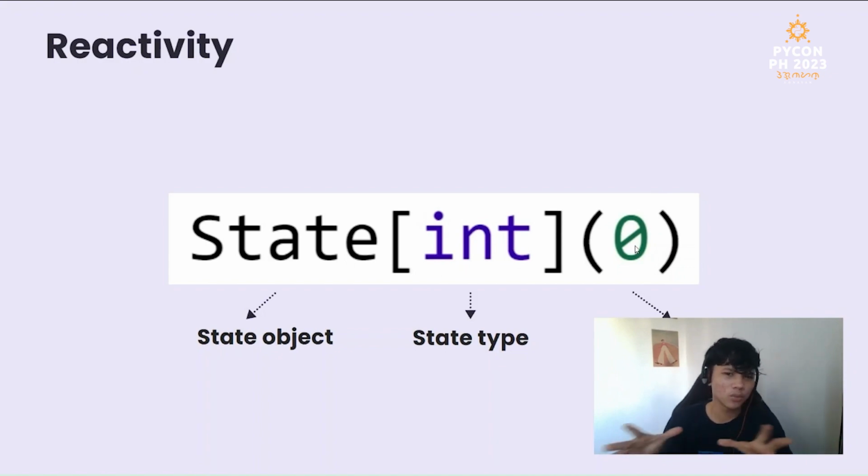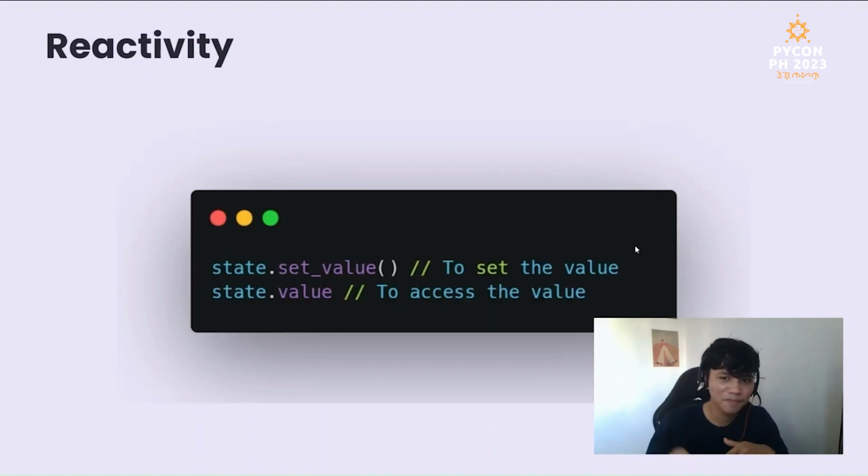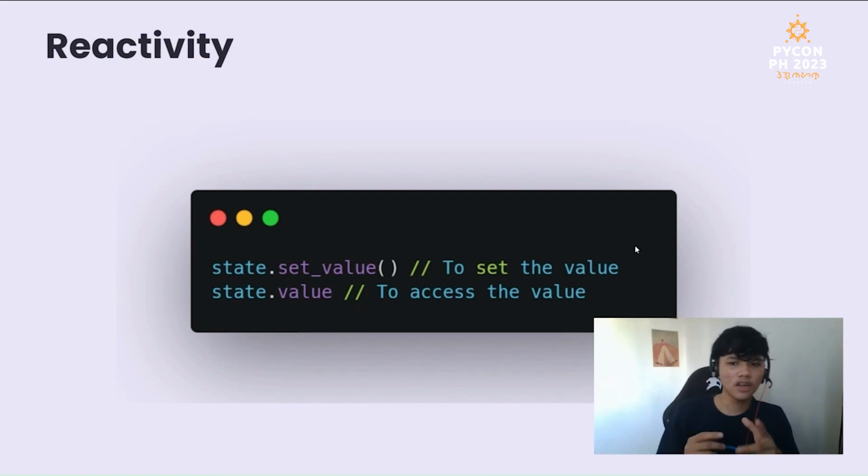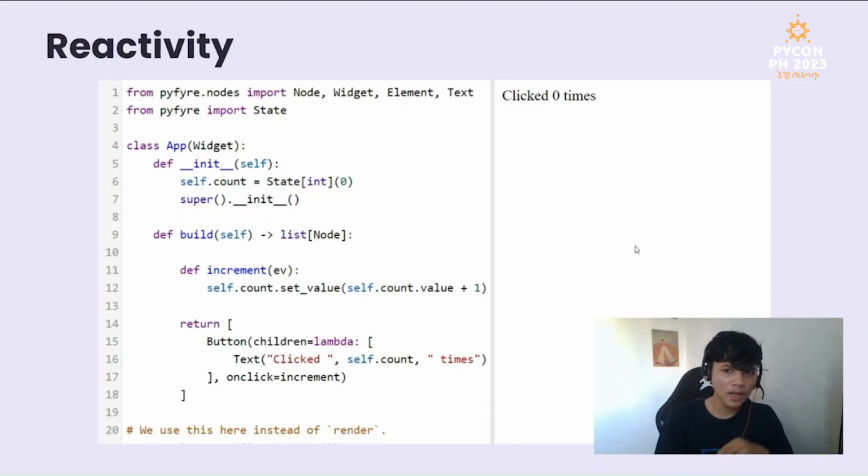If you know React with TypeScript, this is quite familiar, except React state is called useState. The state object gives you two properties, set value and value: set value to set the state value, and value to access it. Going back, we have a method called increment that increments the count state.